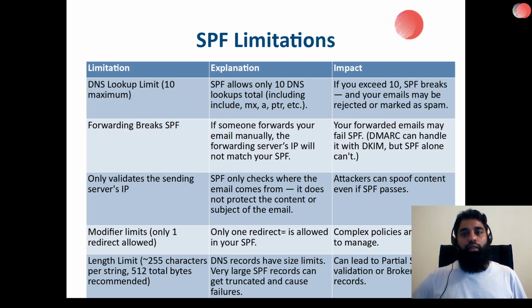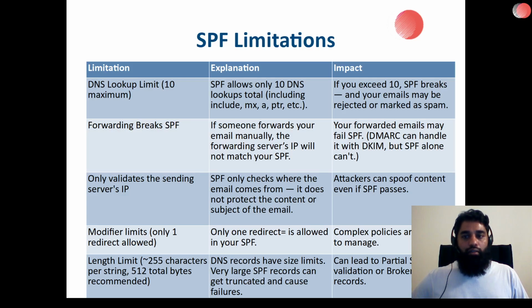While SPF is a powerful tool for email authentication, it has several important limitations. First, SPF has a strict limit of 10 DNS lookups per check. If your SPF record has too many include mechanisms and the total DNS lookups exceed 10, your SPF automatically fails. Second, email forwarding breaks SPF. When someone forwards your email, the forwarding server's IP is not in your SPF list, causing SPF to fail even for legitimate forwarded emails.